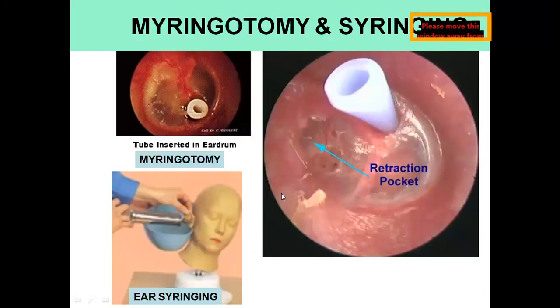Generally, if there is any middle ear infection, I told you we do myringotomy, which is nothing but giving a small incision in the tympanic membrane and collecting the pus from the middle ear. Something like this, you can see one bowl is kept here and it is ear syringing. The tympanic membrane is actually incised and the pus is collected. A tube is inserted into the eardrum. Eardrum is nothing but the tympanic membrane. Myringotomy, you can see this tube, retraction pocket.